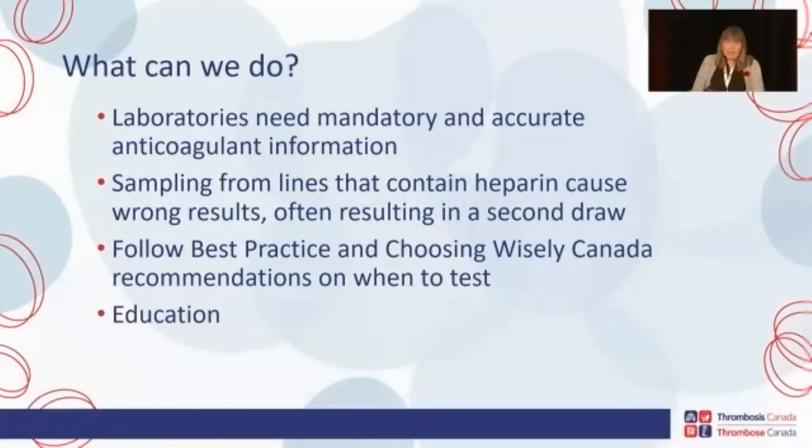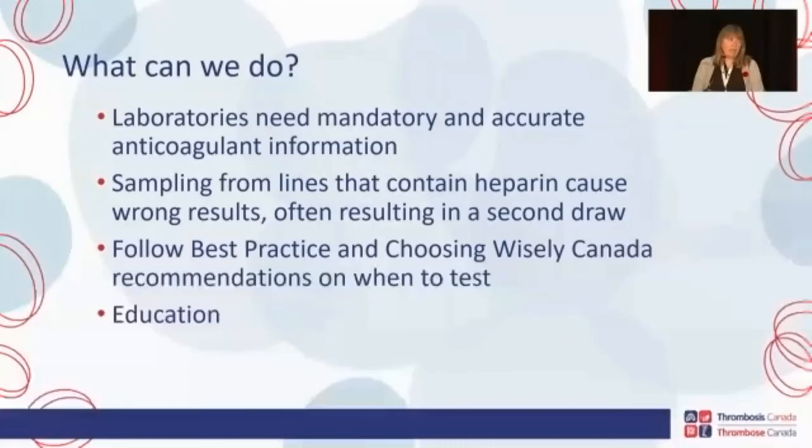So what can we do? Laboratories need mandatory and accurate anticoagulant information. Sampling from lines that contain heparin cause wrong results. Full stop. They're wrong, all right? And they often result in a second draw. We do need to follow best practice clinical guidelines such as Thrombosis Canada's clinical guidelines, as well as Choosing Wisely Canada on when to test, all right?